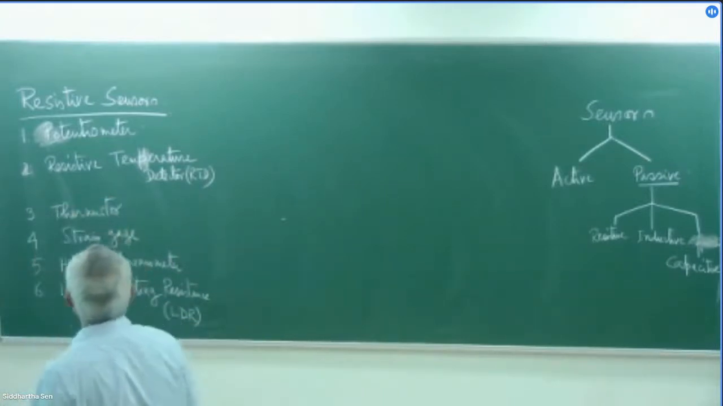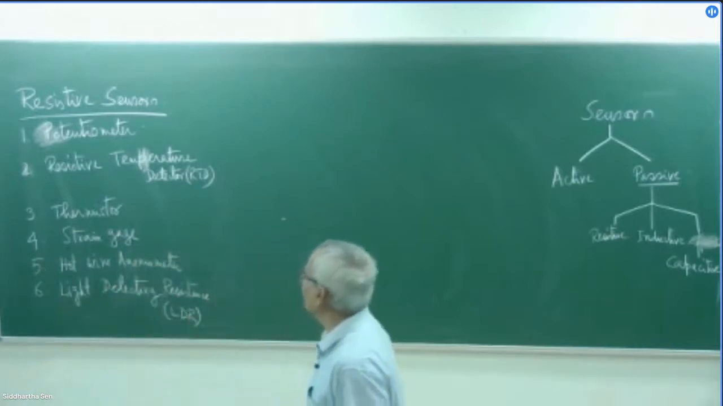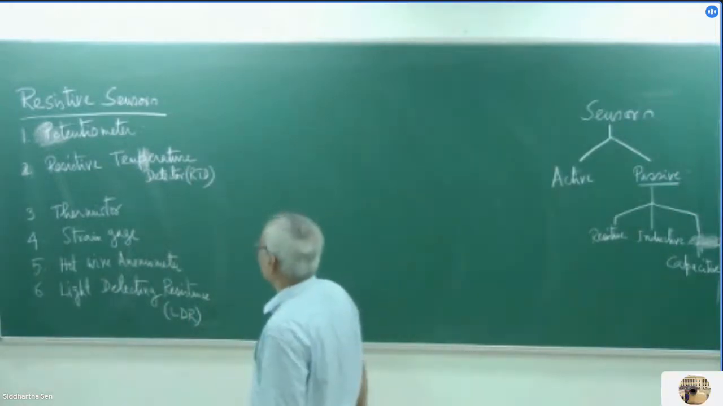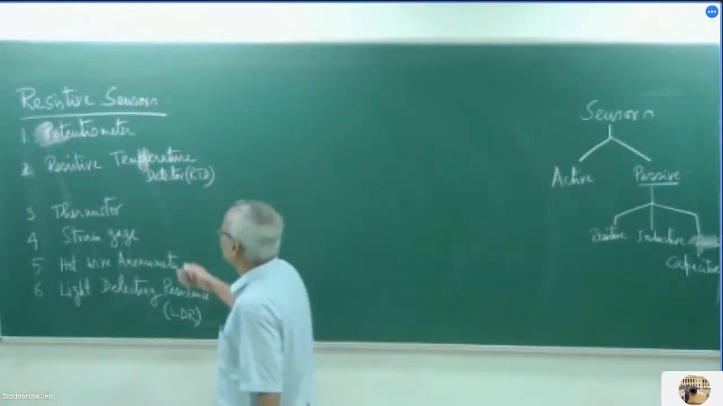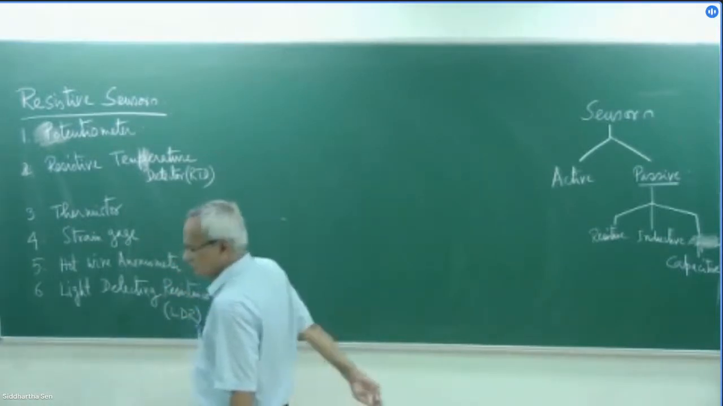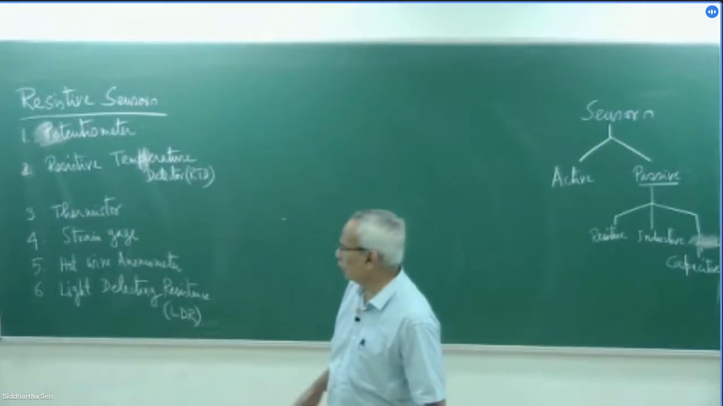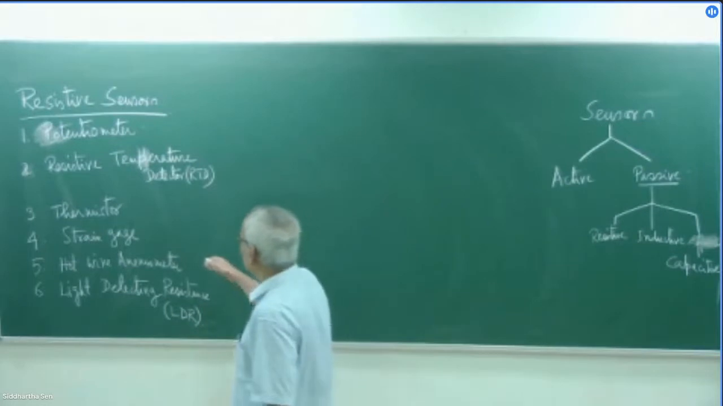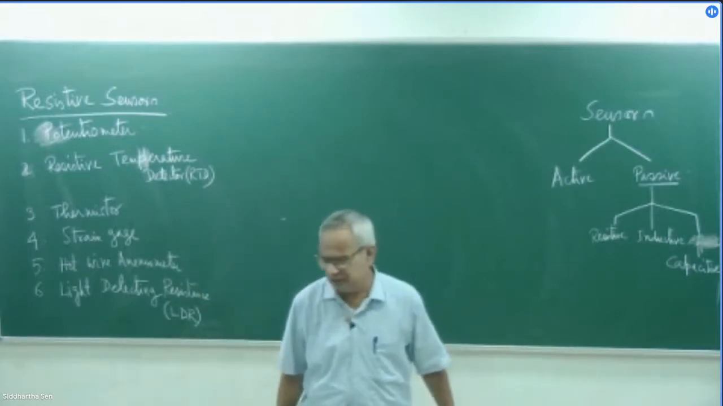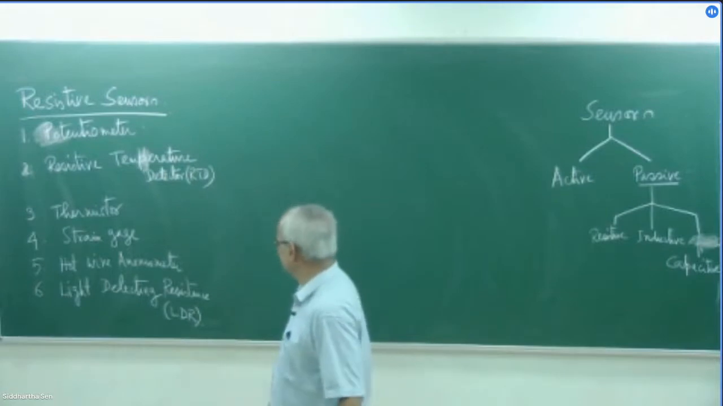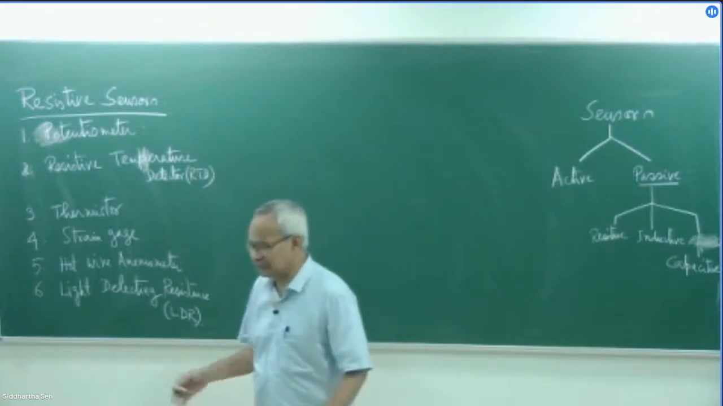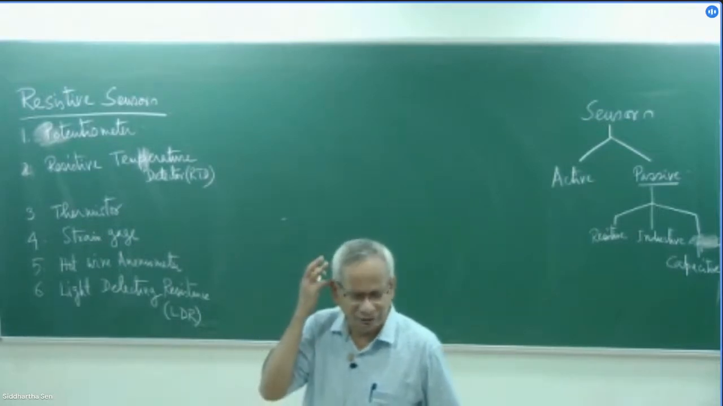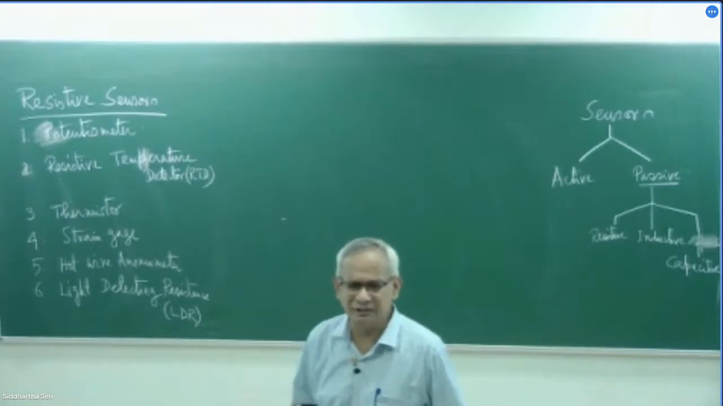So the potentiometer may be used for displacement measurement. RTD may be used for temperature measurement. Thermistor is used for temperature measurement. Strain gauge is used for strain or pressure or force measurement. Hot wire anemometer is used for flow measurement. Light detecting resistance or LDR, where the resistance changes with the incoming light, is used for light intensity measurement.